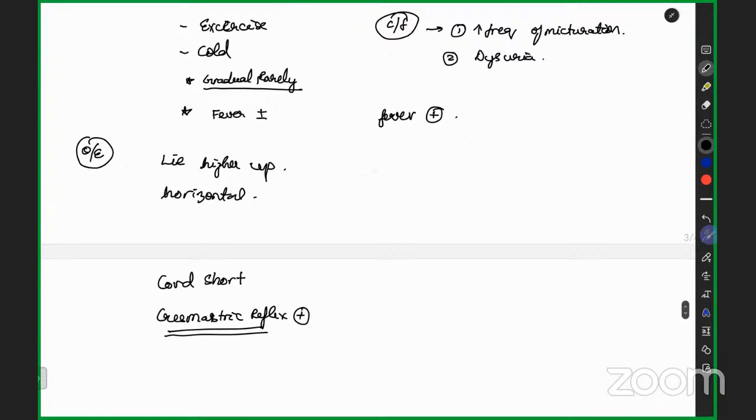In epididymo-orchitis, the testis lies in a normal position, and everything is going to be normal. The only thing you can see is that the cord is going to be thickened. That's all. And the cremasteric reflex is negative here. Understood? Cremasteric reflex is negative here.